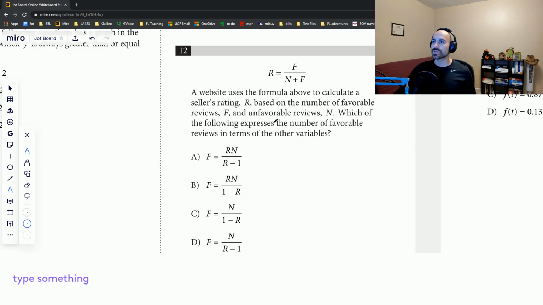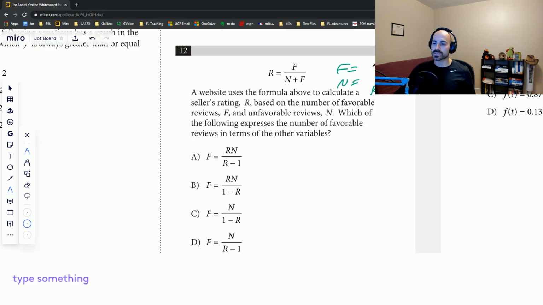Because it's also a question of which of the following expresses the number of favorable views in terms of the other variables. Or essentially, which one of these is the proper rearrangement of the top one. What you can technically do, and we won't do it here because it's not the fastest answer, is come up with your own values for f, n, and r.